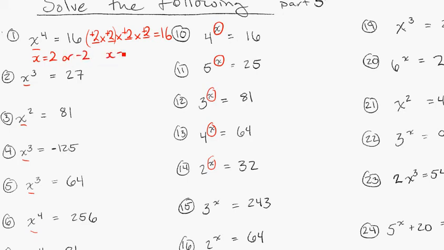There's another way we could write that, x equals plus or minus 2. So there are 2 possibilities. Alright, number 2, we're looking for a number that when I times it by itself 3 times equals 27. I doubt that it's going to be 2. The next obvious choice would be to try 3. 3 times 3 is 9. 9 times 3 is 27. So 3 is one option.